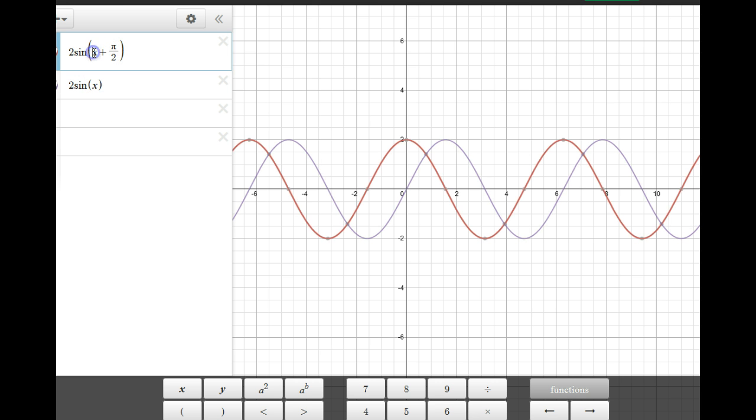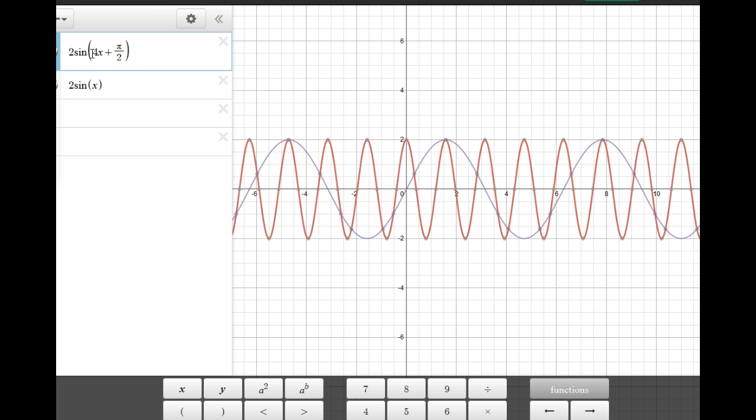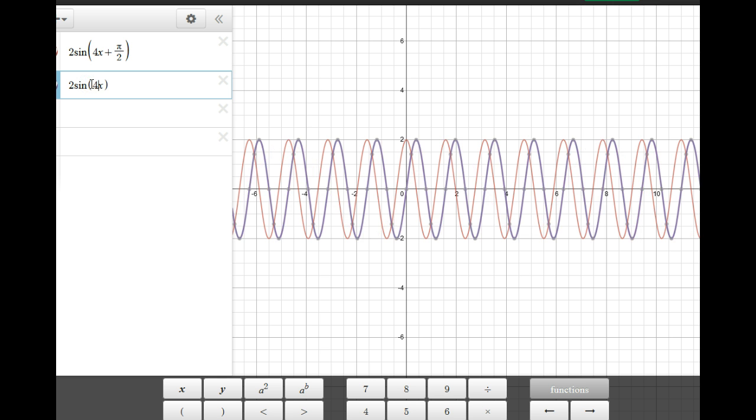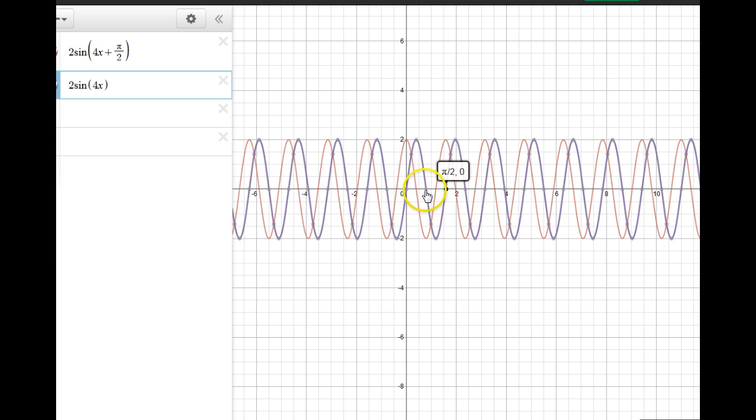Let's just say I want to change the period. Remember, the period is 2 pi over the coefficient. So if I made this coefficient 4, that would be 2 pi over 4, which would be pi over 2 radians. And then we have to keep it consistent, so you get the same graph, right? We have 2 pi over 4, which is pi over 2 radians that it completes one cycle. So the purple is going to finish in pi over 2 radians, from 0 to pi over 2.